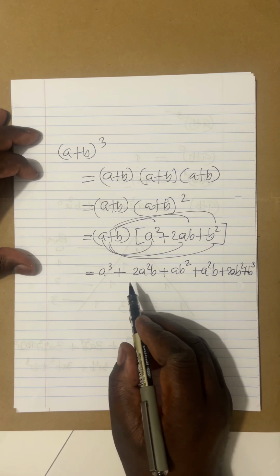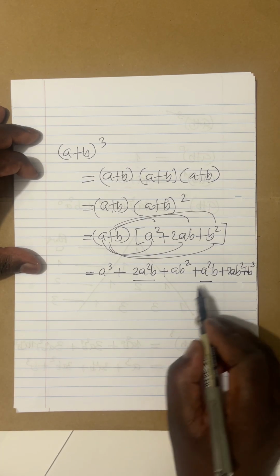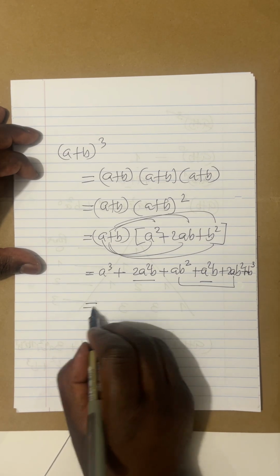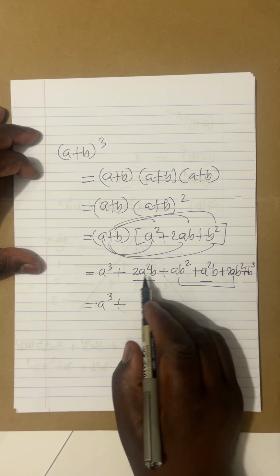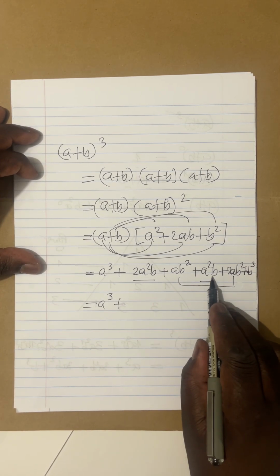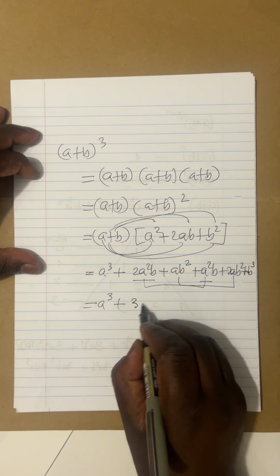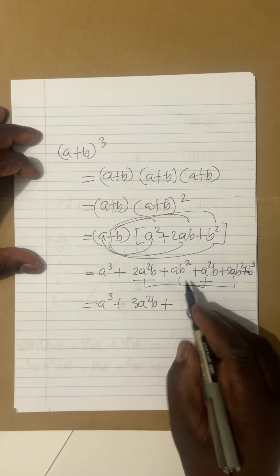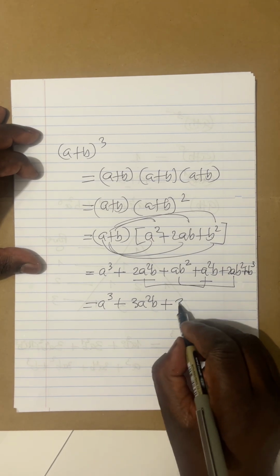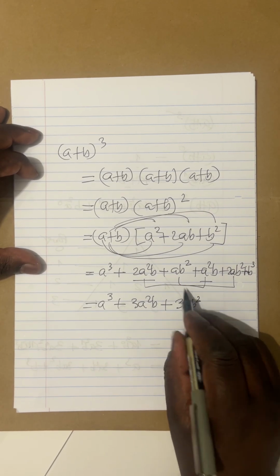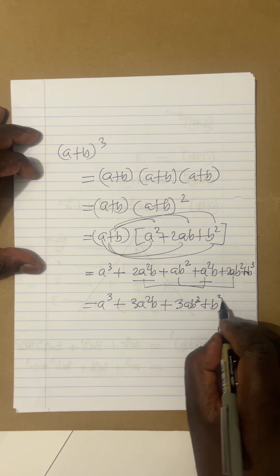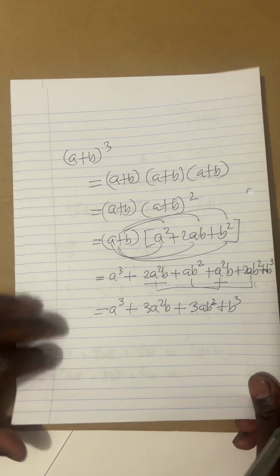Now, let's put like terms together. This one and this one are like terms, and those two are like terms. So what do we have? A cubed plus 2A squared B plus A squared B. This part here, remember these two are like terms. It's going to be 3A squared B plus AB squared plus 2AB squared, which is going to be 3AB squared. And then finally B cubed. This is exactly what we got by using Pascal's triangle.